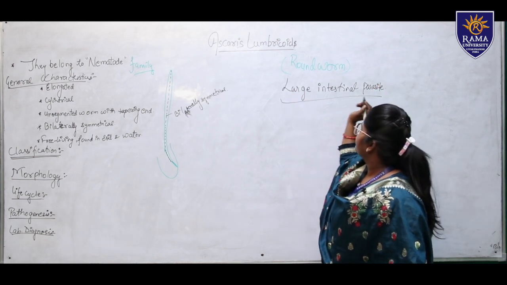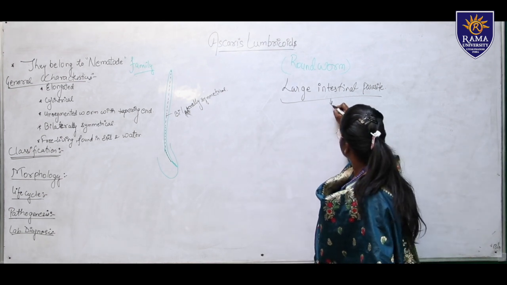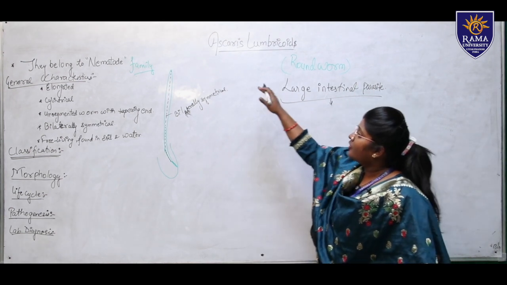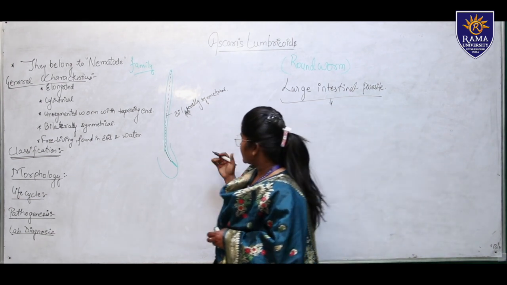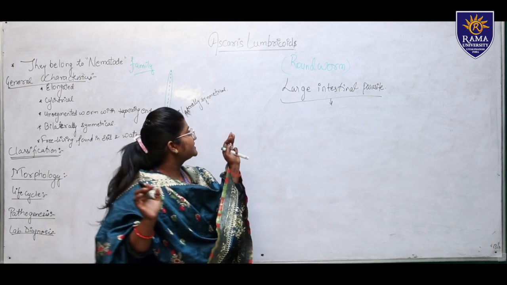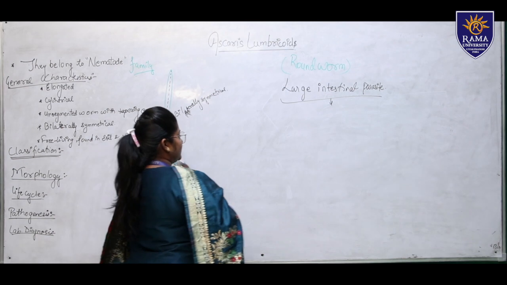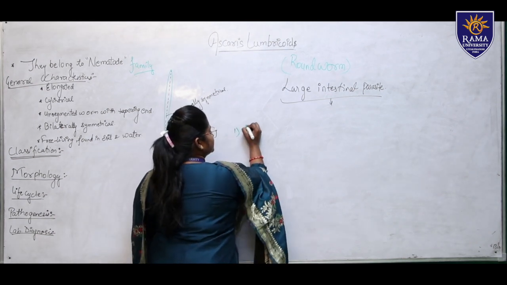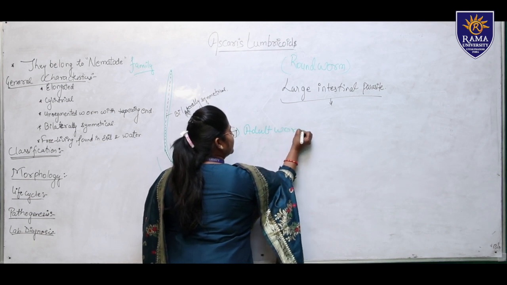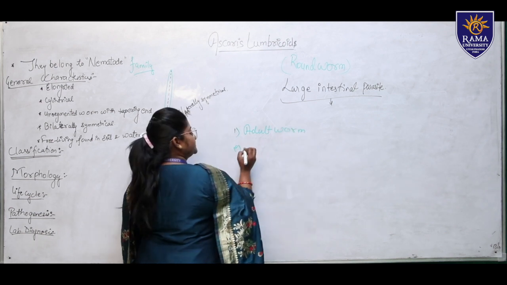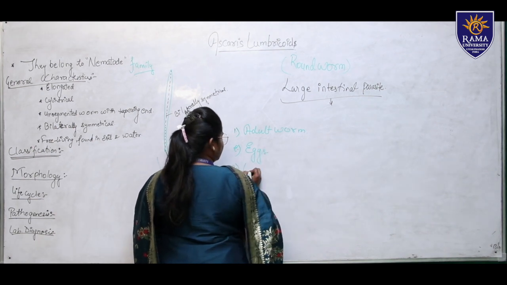Which is usually very large in size among all the roundworm, all the nematode family parasites. So now, starting with the morphology of this Ascaris lumbricoides, we just recall three things. Number one is adult worm, number two is eggs, and number three is larva.